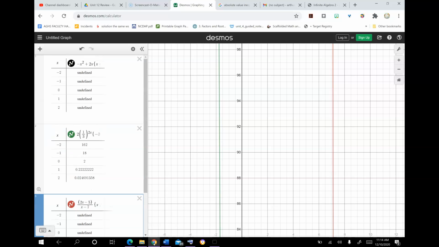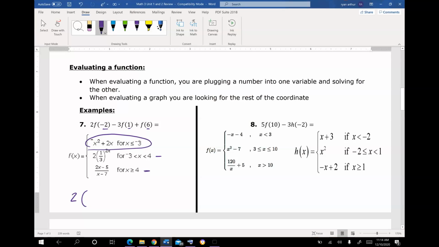We're going to start at top. -2. Can the first graph be -2? No, it says undefined. Can the second graph be -2? Yeah, it's 162. So we're going to go back here and we're going to replace f of -2 with 162. Minus, and it has the 3.